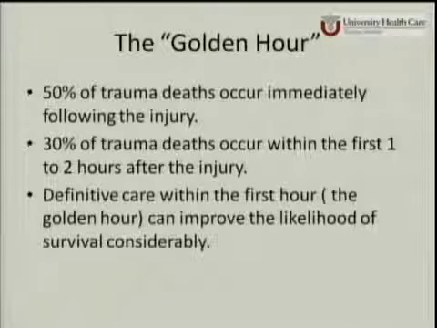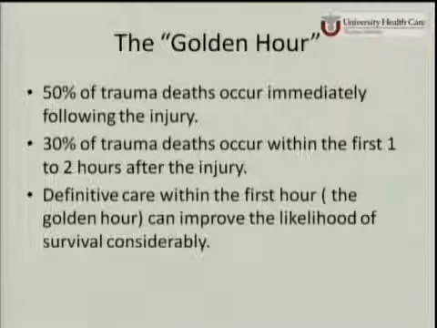First of all, I want to just talk briefly about what we call the golden hour. And we know that approximately 50% of trauma deaths occur immediately following the injury. And these deaths occur from things like massive hemorrhage, high spinal cord injuries, severe head injuries. And so a lot of these people we can't really do anything about. We can try to prevent the accident from happening in the first place, but in many cases there's nothing we can do when we get to the scene of them.